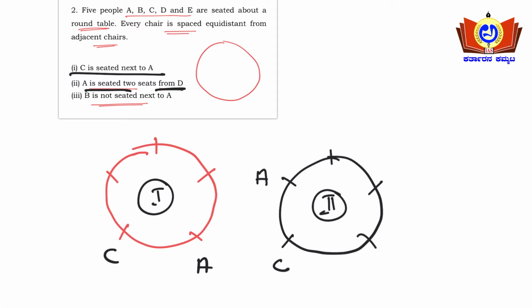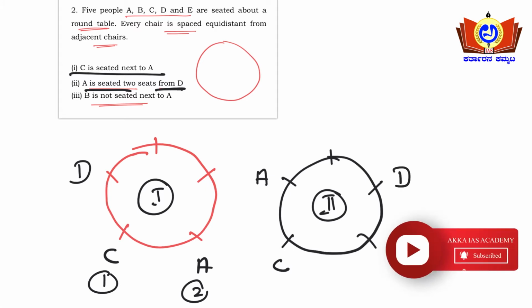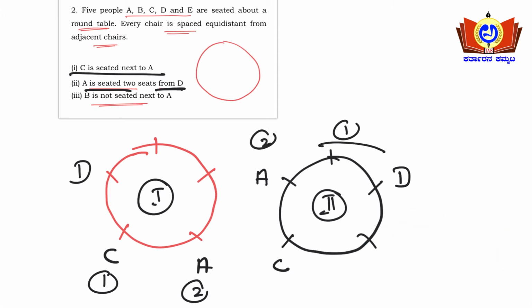A is seated 2 seats from D. So if at all D is here, so first seat and second seat. This is the first case, and D will be here, 1 and 2. Okay, A is seated 2 seats from D, this side and this side.